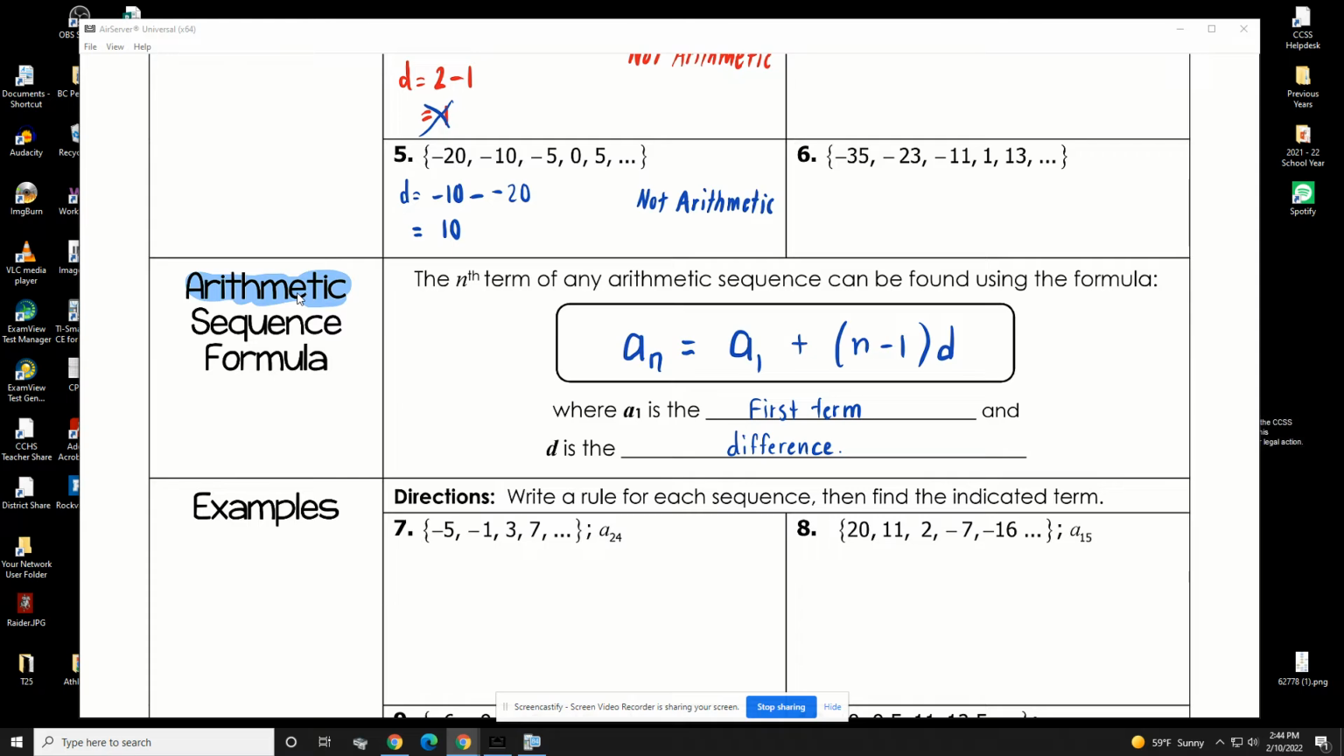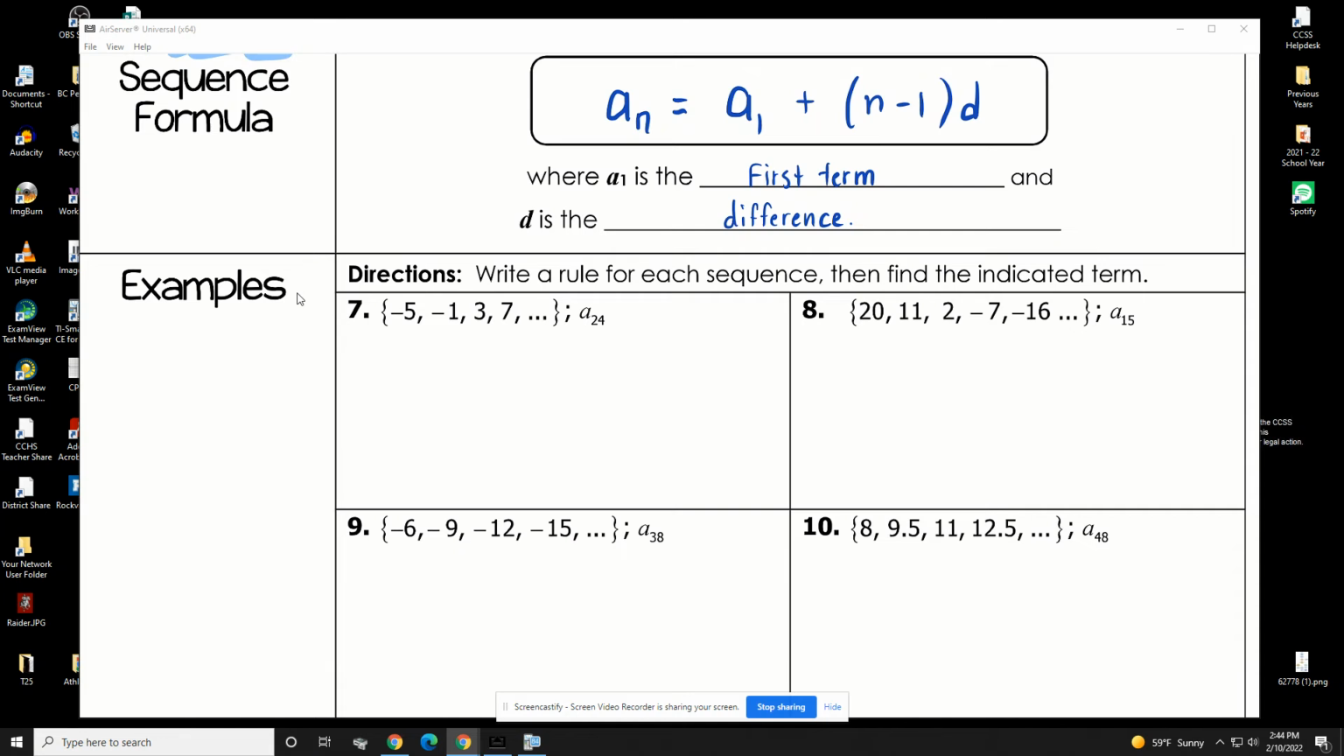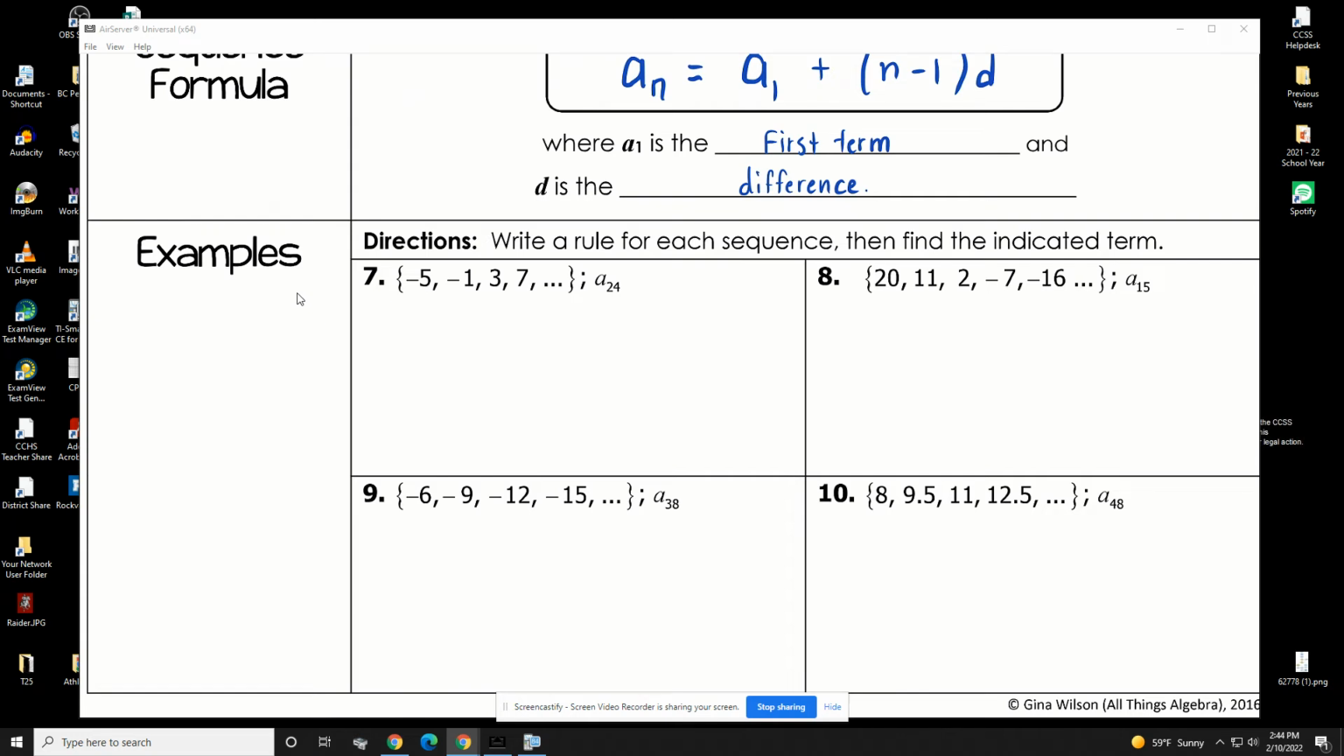So let me show you what this looks like. Okay, we're going to do a couple of these. So let's look at number 7. You see how it says write a rule for each sequence? So we actually don't even have to check to see if it's a sequence. It's telling us it's a sequence. So let's write the rule for it. And then it says find the indicated term. So first of all, let's start with writing the rule. Well, I can't write the rule without knowing my common difference. So remember how I find that? Second term, what's my second term? Negative 1 minus my first term, negative 5. Well, minus a negative turns to plus 5. So negative 1 plus 5 is positive 4.